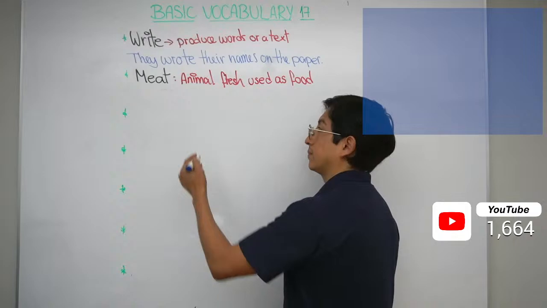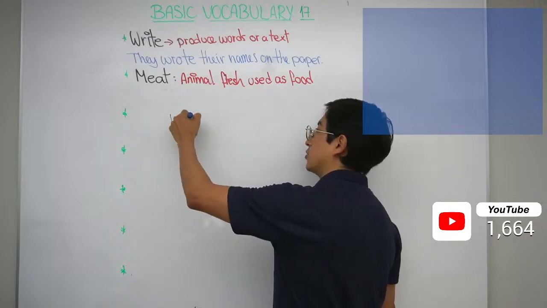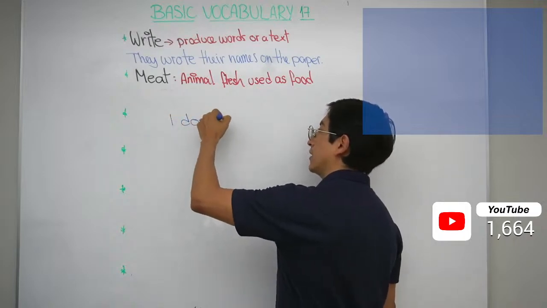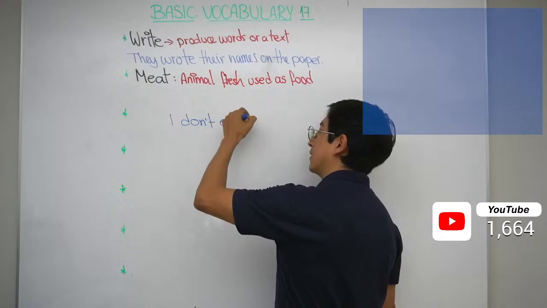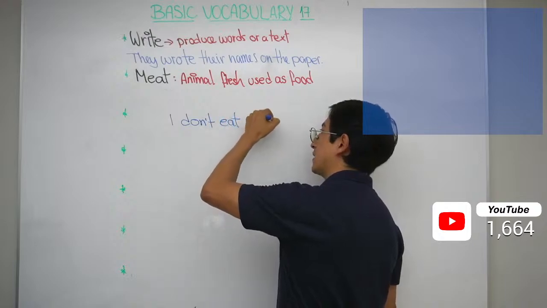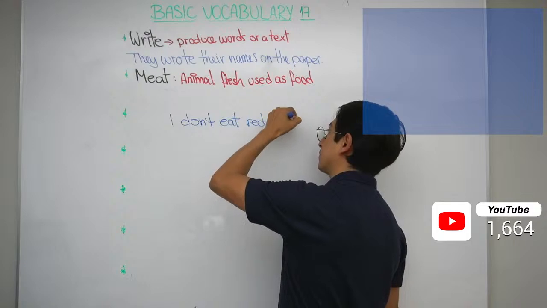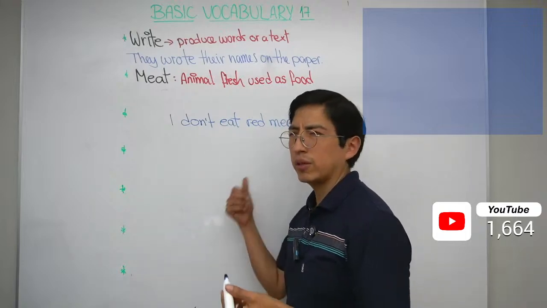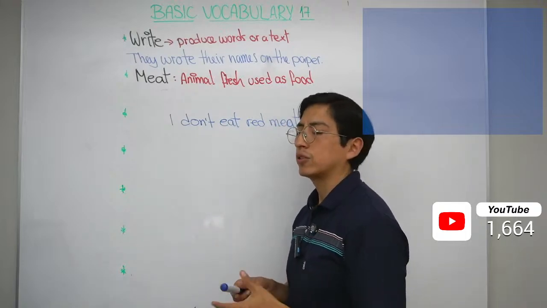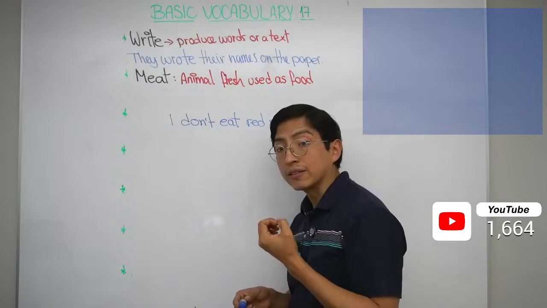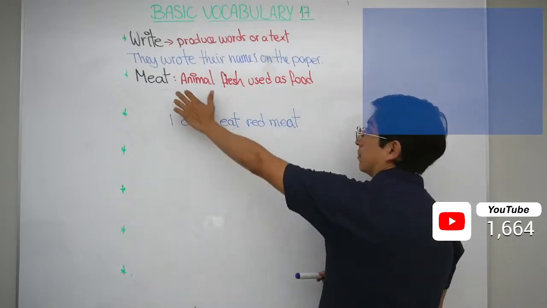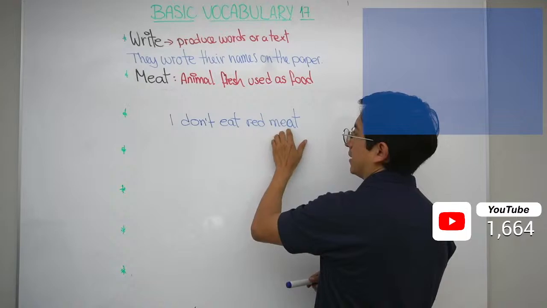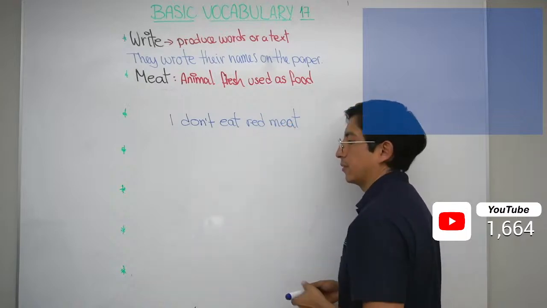We are going to take a look at the last part, for example. We can say here, I don't eat red meat. Okay, I don't eat red meat. When we talk about red meat, we're talking about cow's meat. Yes, cow's flesh. Red meat, cow, for example.